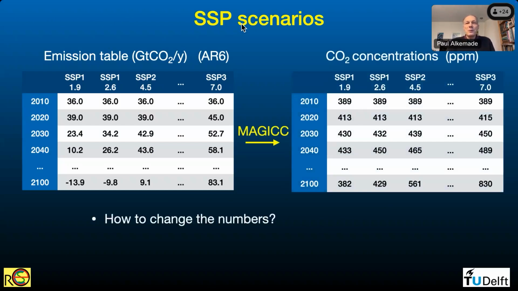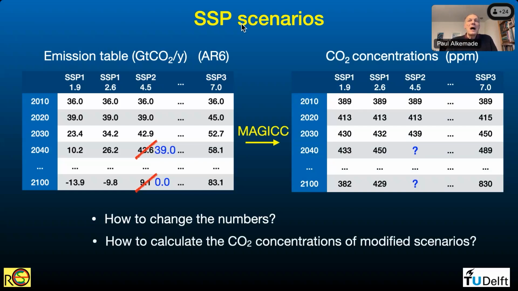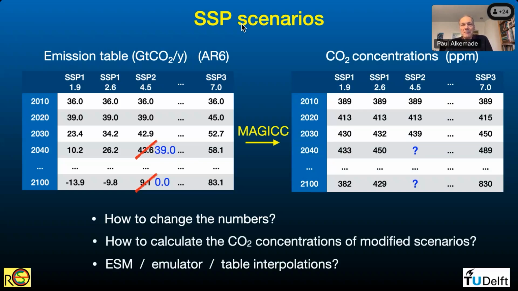But what if we want to change the numbers? For example, in SSP 4.5, at the end of the century, reduce them further. What will then be the outcome for the concentrations in that period? How do we calculate that? Of course, you can do a full Earth system modeling again, or start an emulator, as MAGICC. But can we also do simple table interpolations? That would be the most simple way to do that.